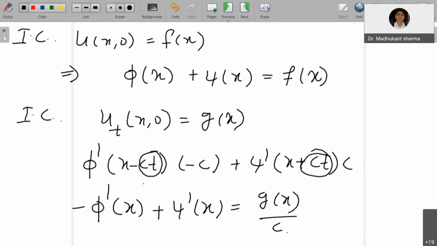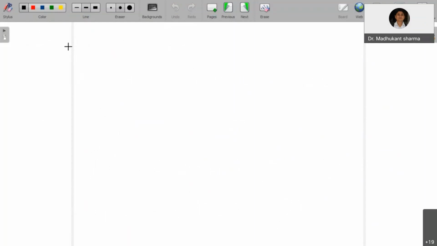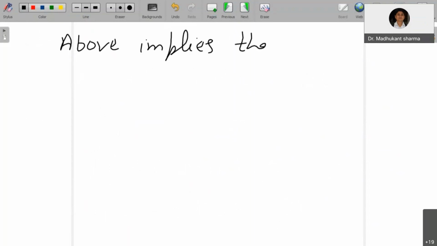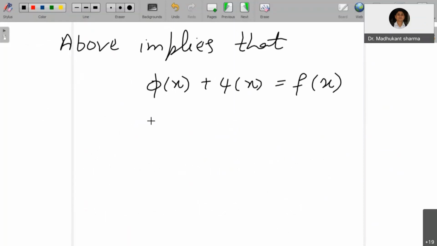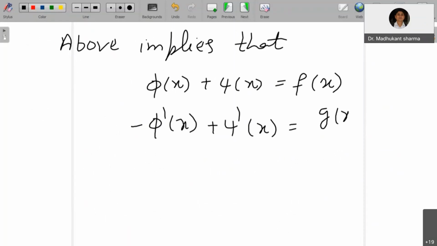So you have now two equations. Above implies the following: phi of x plus c of x is equal to f of x, and the other is minus phi dash of x plus c dash of x, psi dash of x is equal to g of x by c.